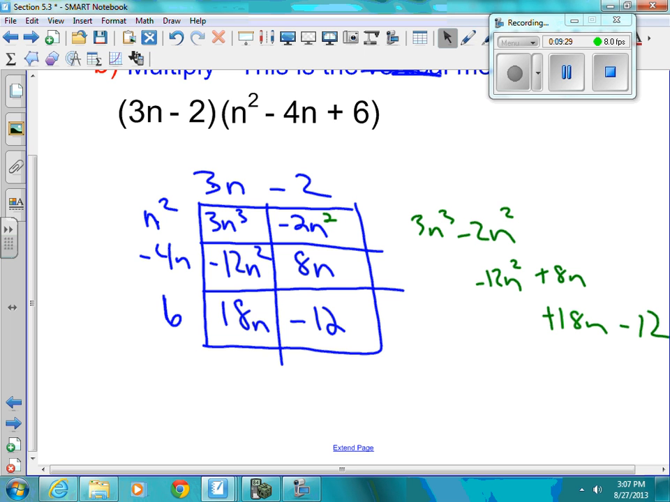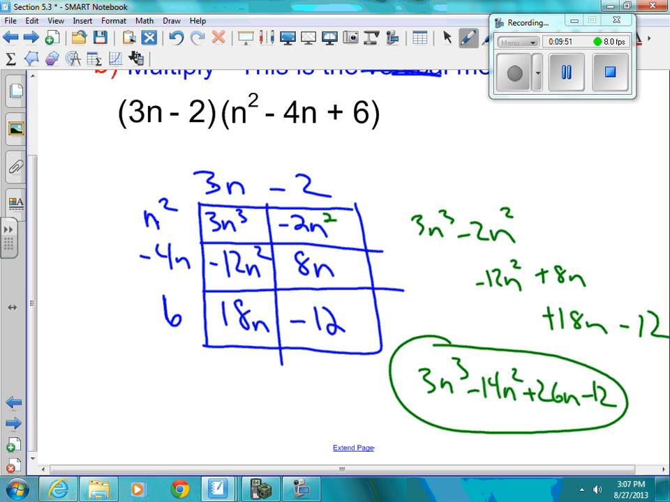So I was just showing you guys not to go fast, right? When we line them up, we have the like terms. We just add vertically. 3n cubed has nothing alike. Negative 2n squared and negative 12n squared is negative 14n squared. 18n and 8n is 26n minus 12. And there's our polynomial.